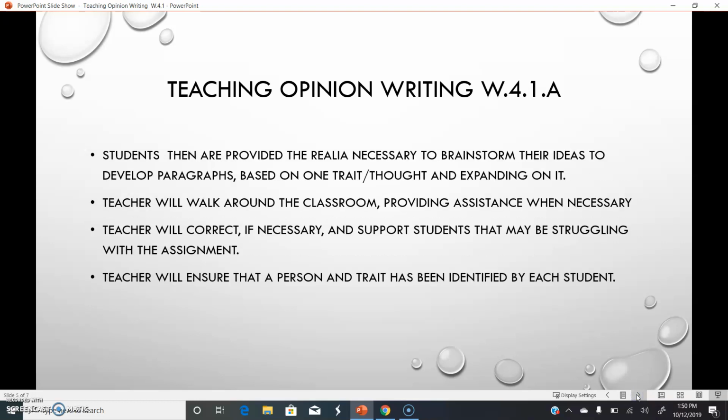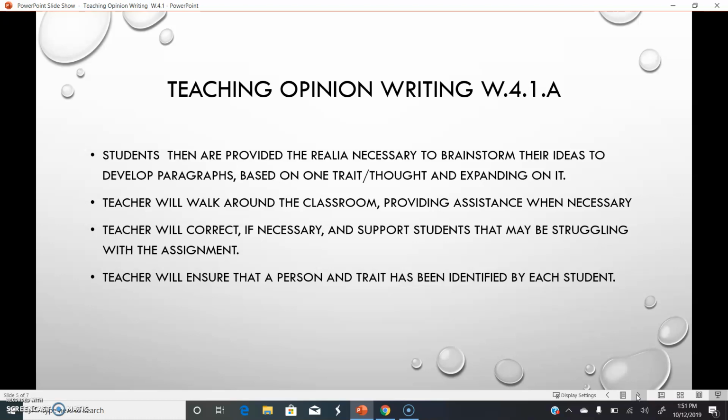Okay, then the students are provided the realia or the papers necessary to brainstorm their ideas to develop their paragraphs based on the trait and the thought and expanding upon it. So if their trait is beautiful, they have beautiful eyes. Is there anything else that could be beautiful? Why are their eyes beautiful?